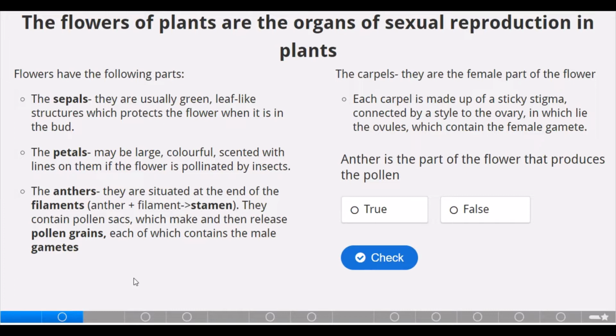They are usually green leaf-like structures which protect the flower when it is in the bud. The petals. They may be large, colorful, scented, with lines on them if the flower is pollinated by insects. The anthers, they are situated at the end of the filament, and the anther plus filament gives the stamen.